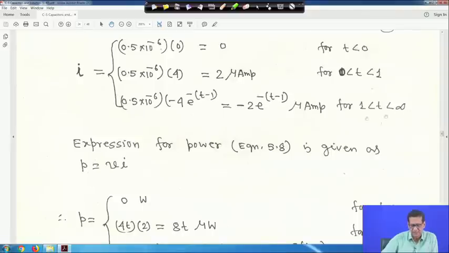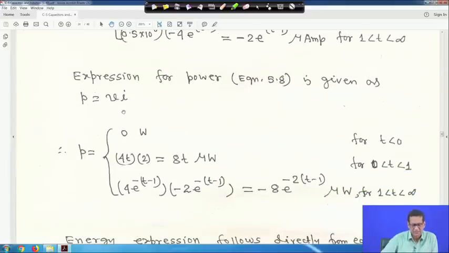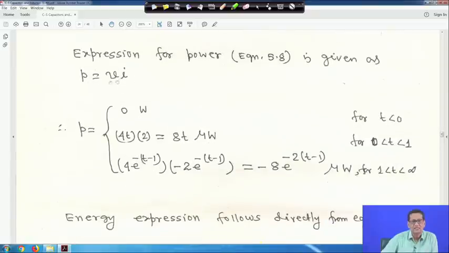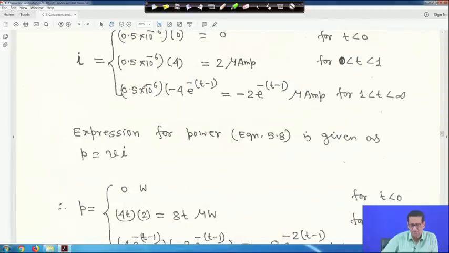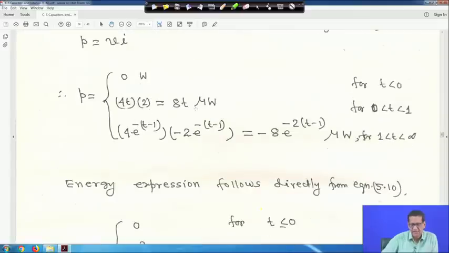So, for the expression of power, from equation 8 we know that power is equal to v into i. So, v is 0 for t less than 0, so it will be 0 watt. Then v is equal to 40 and i is equal to 2 microampere for t greater than 0 and less than 1. So, multiplied, it will be 80 microwatt.